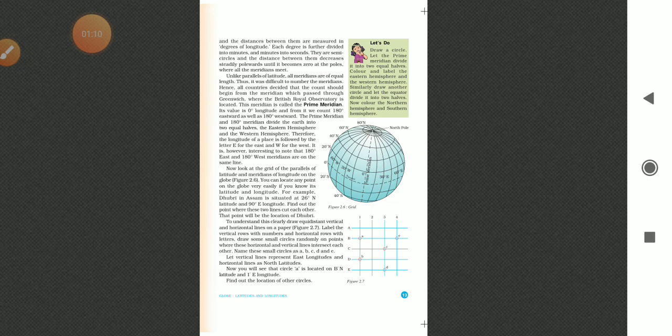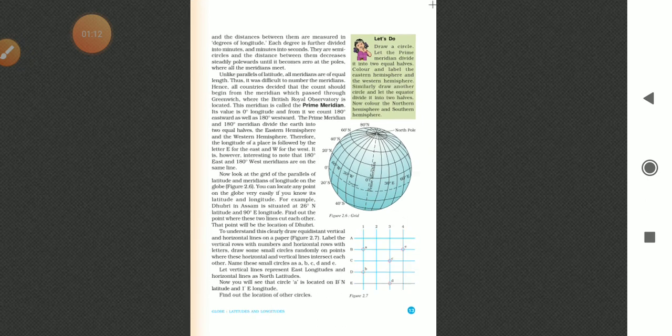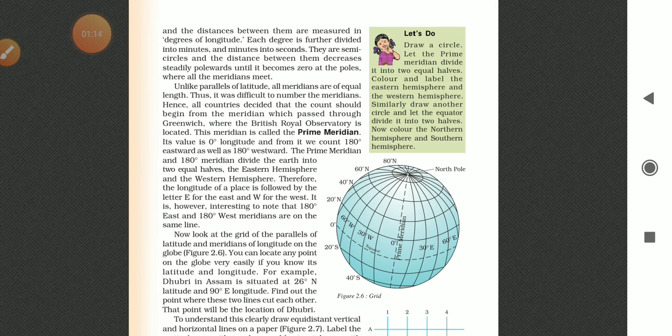The parallel of latitudes are unequal in length, and all the meridians are of equal length. Thus, it was difficult to number the meridians. Hence, all countries decided that the count should begin from the meridian which passed through Greenwich, where the British Royal Observatory is located.